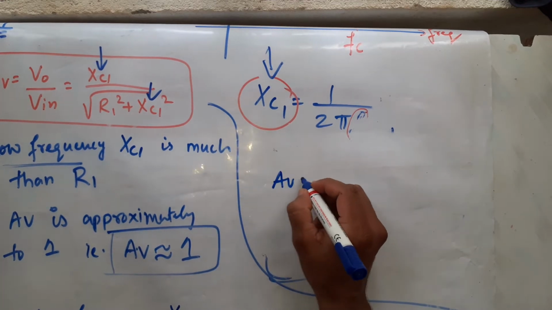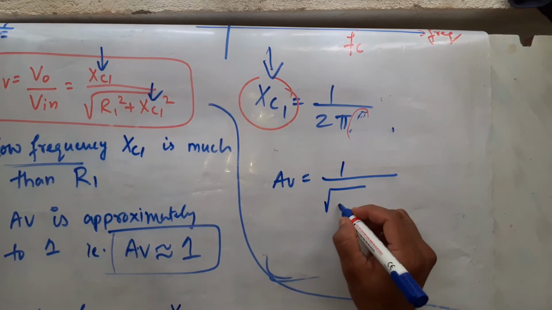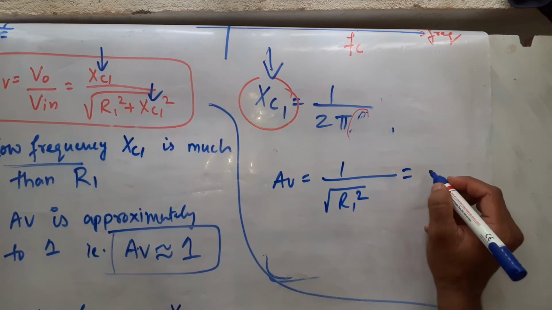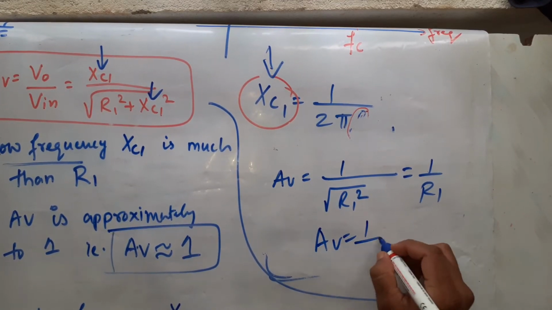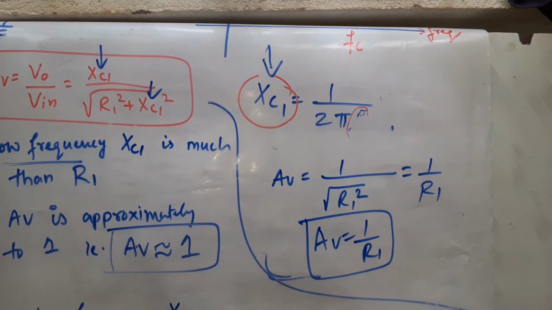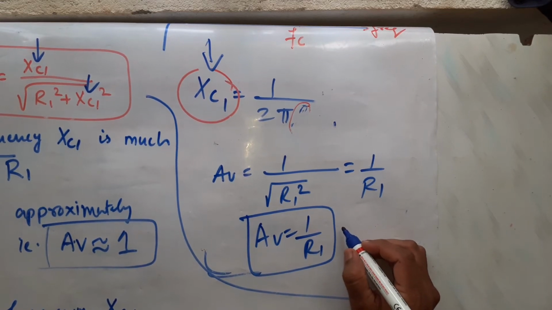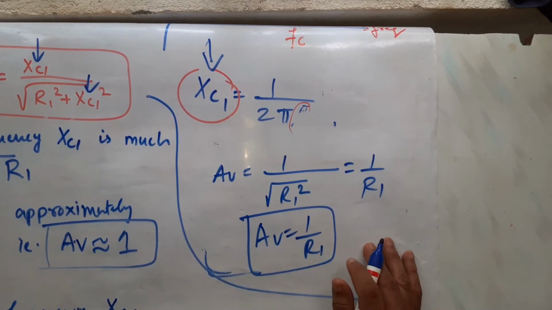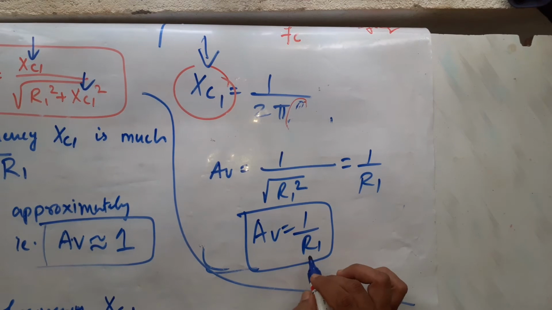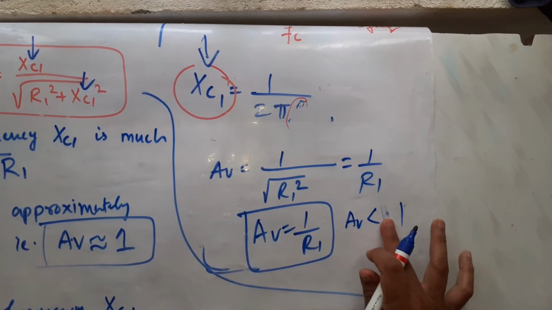I am remained with AV equal to, yes, XC1 is gone, 1 over root of R1 square, which is nothing but 1 over R1. Your AV will become equal to 1 over R1. Earlier it was becoming 1, so your gain was 1. Now the gain is 1 over R1. What is R1? R1 is a resistance. No matter what R1 value is, your gain is going to be lesser than 1, isn't it? It may be any value, your gain is going to be less than 1.